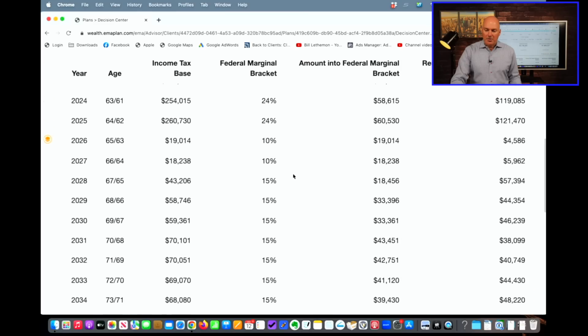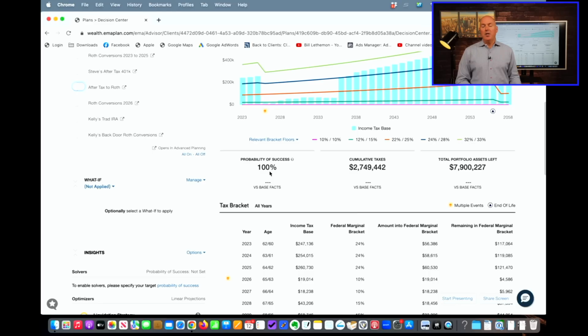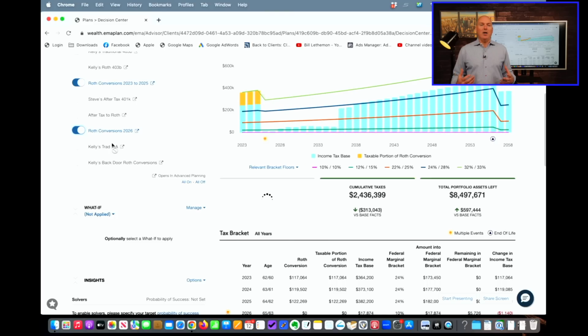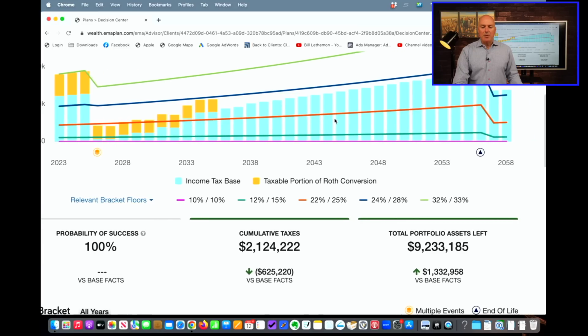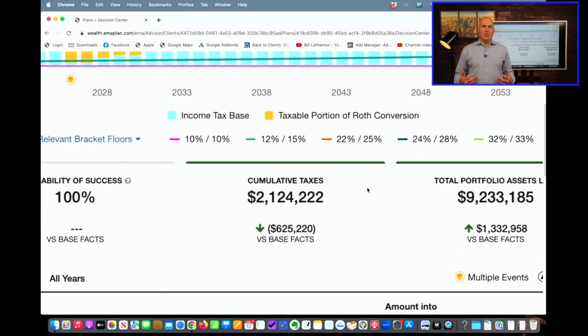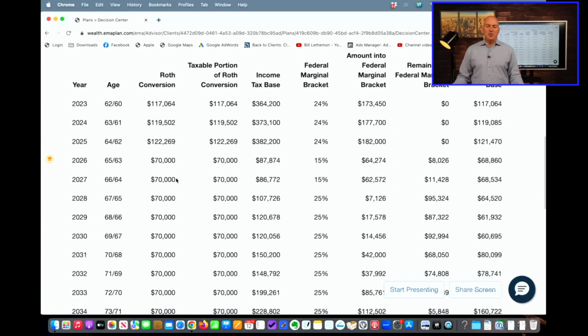So we looked at a couple of different sets of conversions here. One is the conversions that we're going to do right now between 2023 and 2025, and then also a continuation of that. I'm going to turn on both of those Roth conversion scenarios, and those are actually going to be the things that tend to have the biggest impact. What we can see here from our graph is those yellow bars stacked on top of the blue. Those are the Roth conversions every year. And these numbers just start getting sort of astronomical. So $625,000 in tax savings for the Sandersons just by doing those Roth conversions, and an increase to their portfolio assets of $1,332,000. We can go down here and see exactly what those Roth conversion projections are.